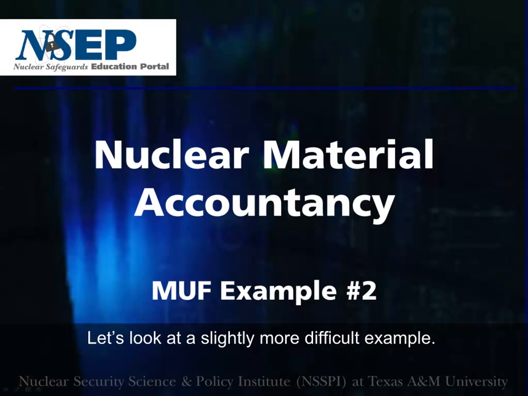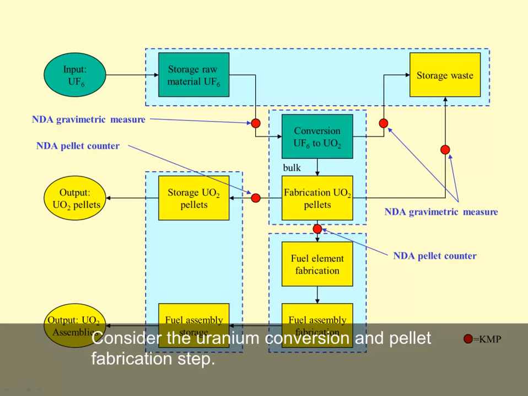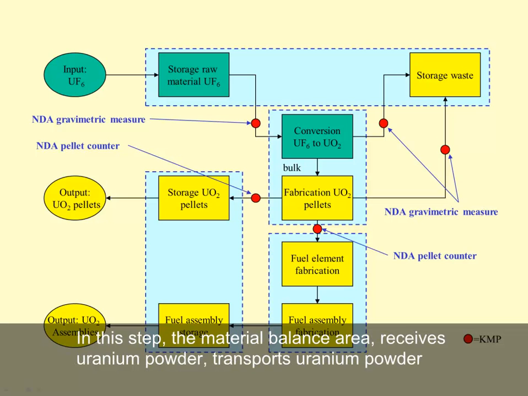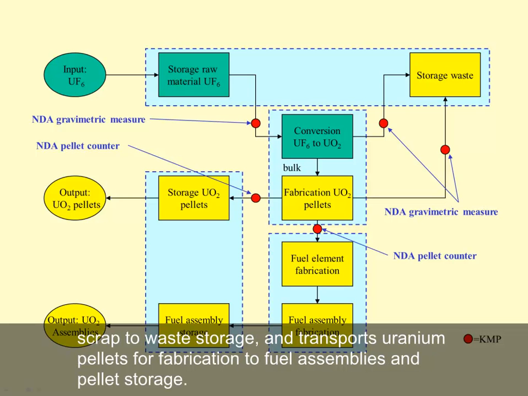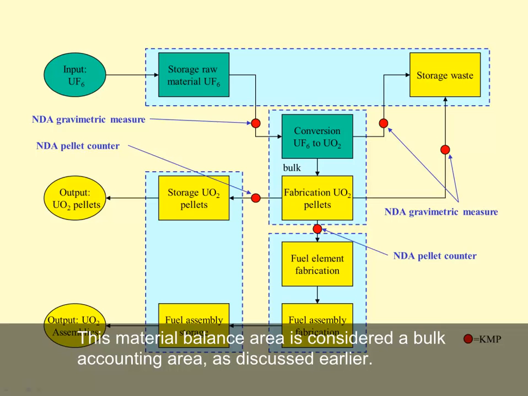Let's look at a slightly more difficult example. Consider the uranium conversion and pellet fabrication step. In this step, the material balance area receives uranium powder, transports uranium powder scrap to waste, and transports uranium pellets for fabrication to fuel assembly and pellet storage. This material balance area is considered a bulk accounting area, as discussed earlier.